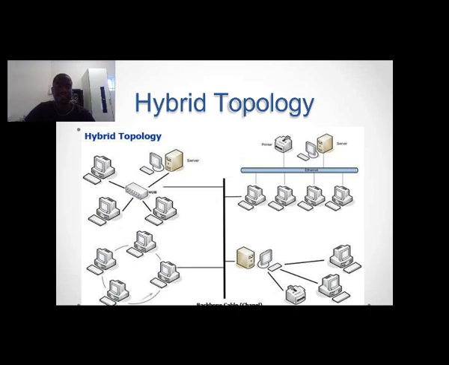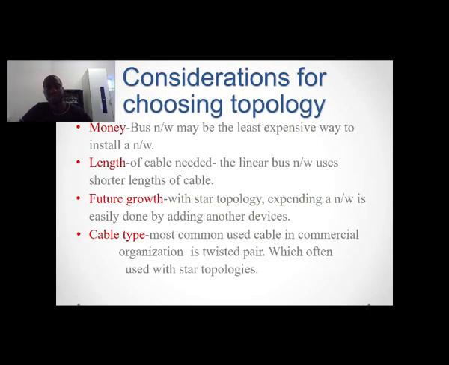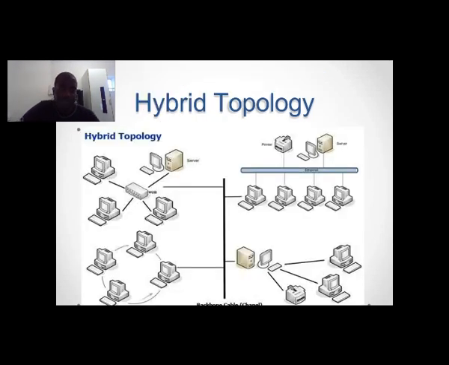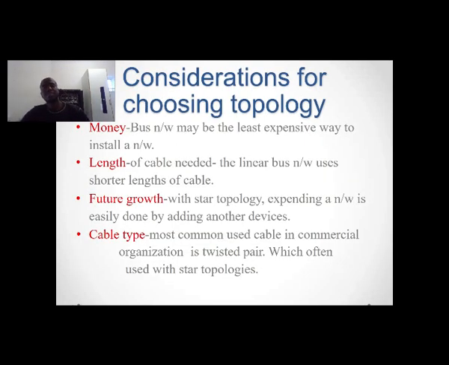So they are called hybrid, right? These ones may be used by a company which is using different types of networks and they want to connect them together, maybe within the same building. Right. So the last one we are going to look at is what are the considerations for choosing a topology. Those ones in red are what you are interested in.